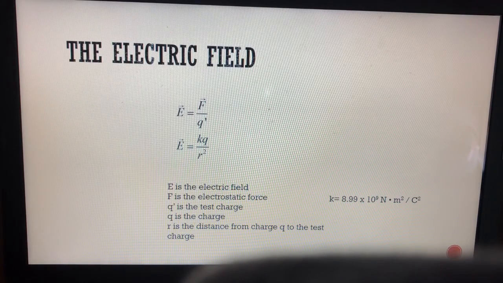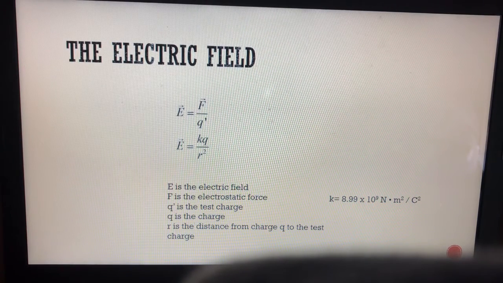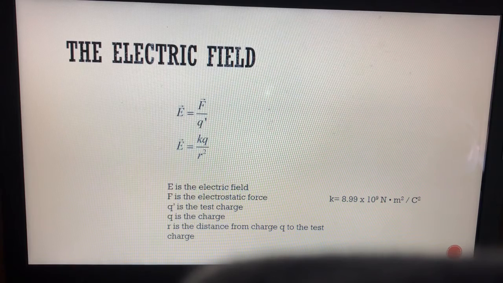An electric field is defined as a region around a charged particle or object within which a force would be exerted on other charged particles or objects. That might sound kind of confusing at first, but I think these equations help explain that a little bit. So let's start off with them.